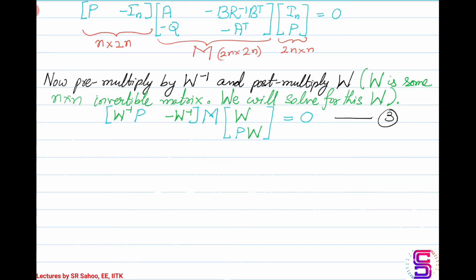Okay, so now what we'll do is pre-multiply the LHS and RHS with W inverse and post-multiply by W. So W is what? W is basically an n cross n matrix. It is an invertible matrix. So we'll see that this W, when it satisfies certain properties, will help us in finding the matrix P that satisfies the algebraic Riccati equation. Okay, so we'll be actually solving for this W and hence solving for the P.